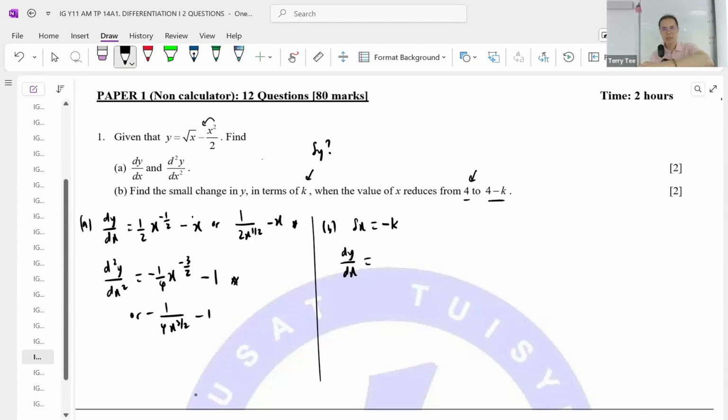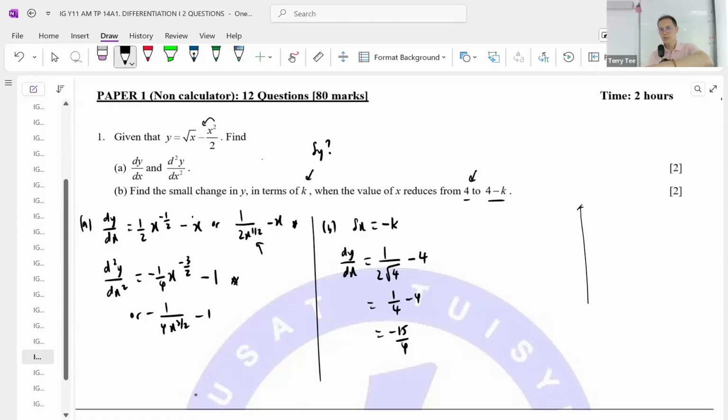Let's put 4 inside here. 1 over 2, this one put inside here, square root. You can put square root, I don't put power half. Minus 4 here. This is 1 over 4. Square root 4 is 2. 2 times 2 is 4. Minus 4, negative 15 over 4.